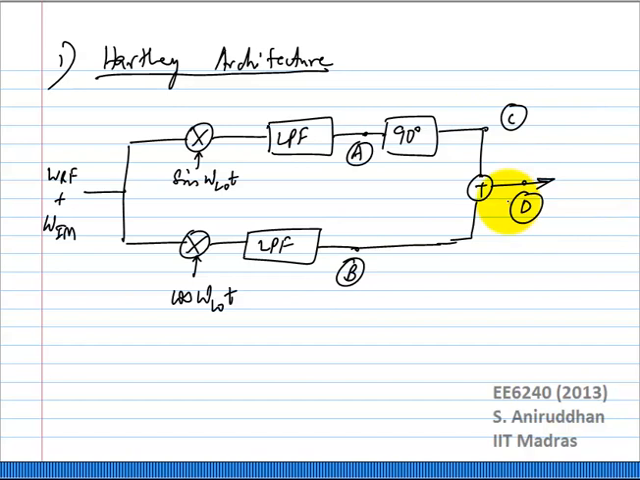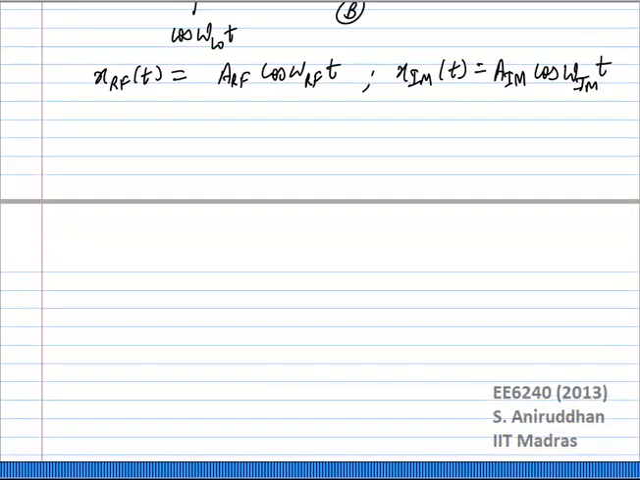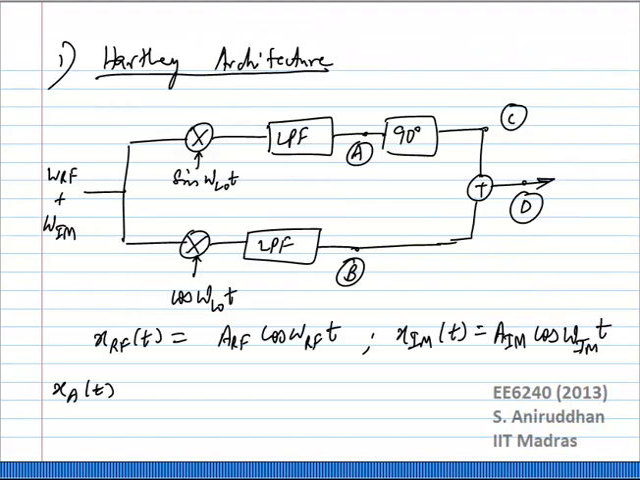So let us say the RF signal was XRF of T, some narrowband signal ARF cos omega RF T, and the image signal was XIM of T, which was AIM cos omega IM T. So at A, at this point, I am going to get mixing of omega RF plus omega IM with sin omega LO T.